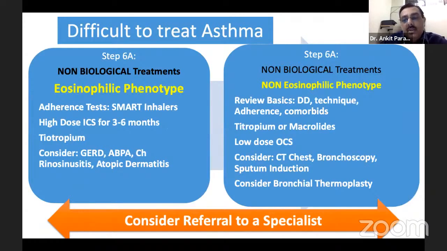Now, if you have a child who is eosinophilic phenotype, then you have options like smart inhalers, high dose inhaled corticosteroids, tiotropium, and alternate diagnosis. And you have some options for non-eosinophilic phenotypes, but you also have biologicals which can be used for your eosinophilic phenotype. So you have omalizumab, and now you have a new entrant in the pediatric asthma field, which is mepolizumab, which is now approved by the European agencies for 6 years and beyond.